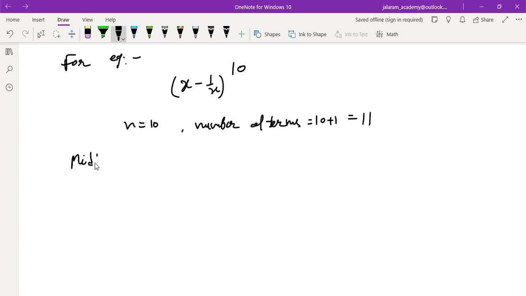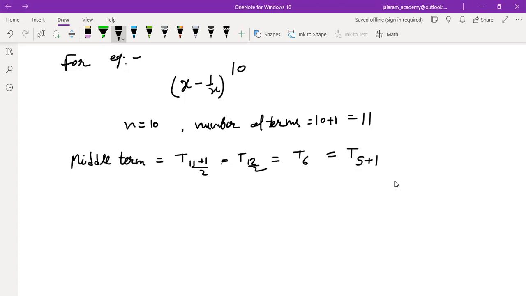So the middle term will be t(11/2 + 1/2), that is t12 by 2, that is t6. The sixth term will be the middlemost term. And how do we find the sixth term?